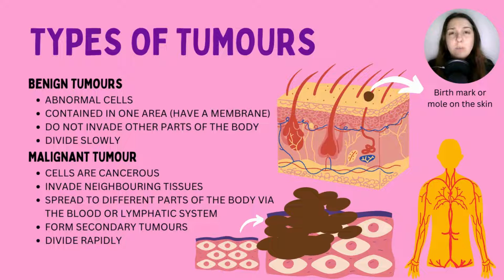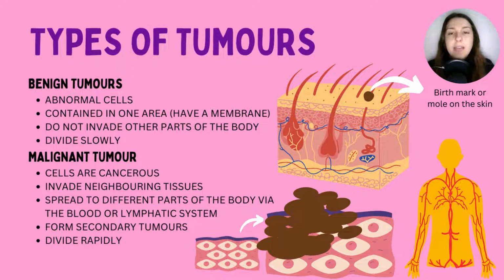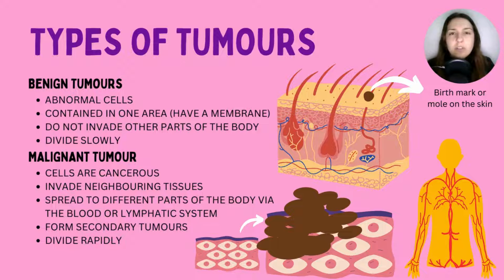So they do this by parts of it breaking off and moving through the bloodstream or the lymphatic system to other parts of the body where they start to rapidly divide again. They do invade neighboring tissues. And as you can see in the diagram there, the cells, as they divide, they kind of bundle up on top of each other. They don't divide in a nice uniform way.